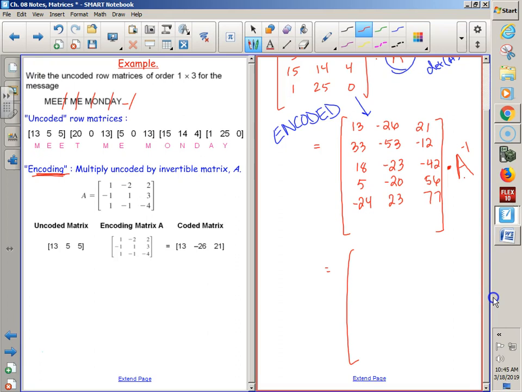Uh-oh. Double check. Oh, sorry. Check where you put your encoder. Maybe some of you put that in B. You have to multiply it by the encoder's inverse, not the message's inverse. By the encoder's inverse.